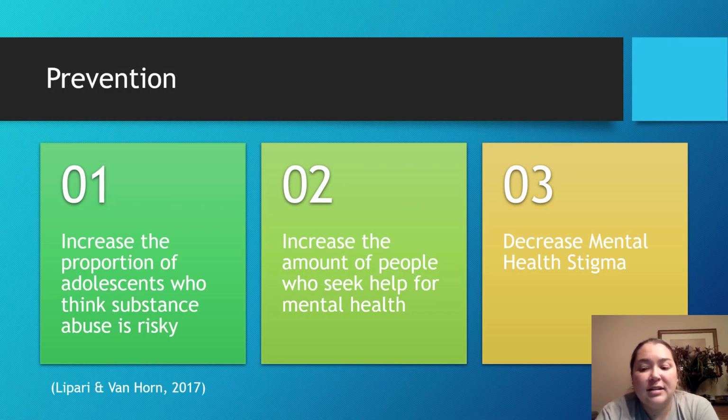One thing in practice that we always like to teach is prevention. So here are some ways that we can help prevent substance use disorders, such as stimulant use disorder. This is increasing the proportion of adolescents who think substance abuse is risky, increasing the number of people who seek help for mental health, and decreasing the mental health stigma. That way more people get seen, because the majority of the people that are using these substances are doing it because of their mental health. It's not all of them that are doing it that way, but a lot of them are.